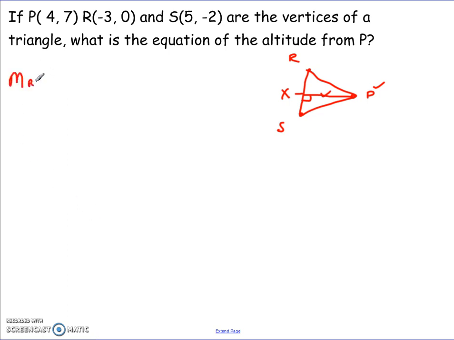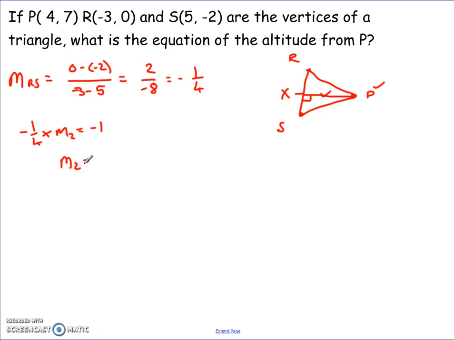So our gradient from R to S is equal to (0 take away -2) over (-3 take away 5). So 0 minus -2 gives me 2, -3 take away 5 gives me -8, so my gradient's -1/4. We then know that -1/4 times m2 equals -1. This m2 is the gradient of our XP, our altitude. Solving that, we get the gradient of our altitude equal to 4. So now we've got enough information to just substitute the bits in.